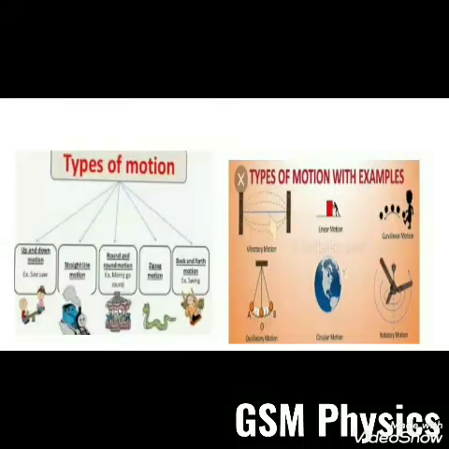Types of motion. Linear motion: the motion along a straight line. Circular motion: motion along a circular path. Oscillatory motion: repetitive to and fro motion of an object at regular intervals of time. Random motion: motion of an object which does not fall in any of the above categories.